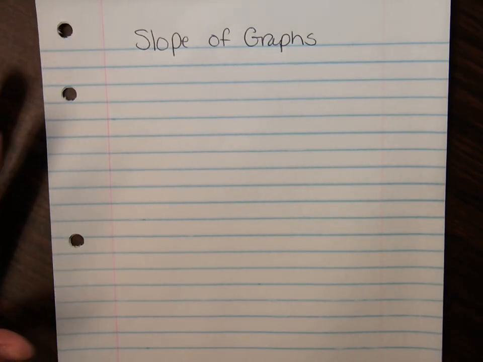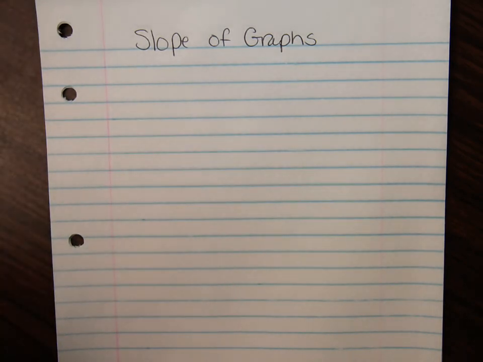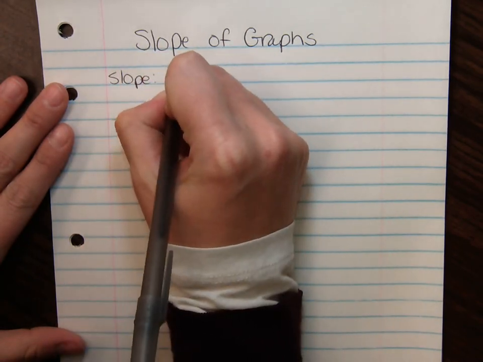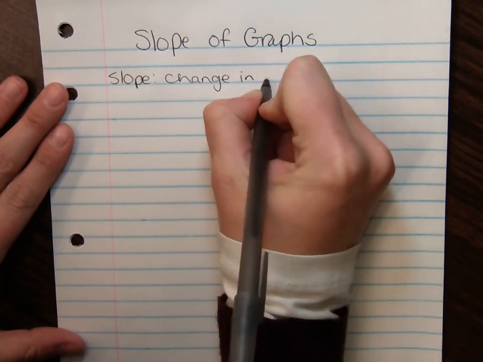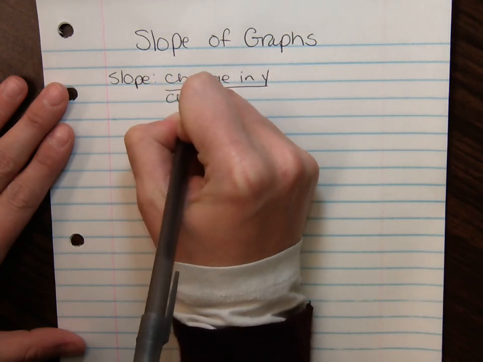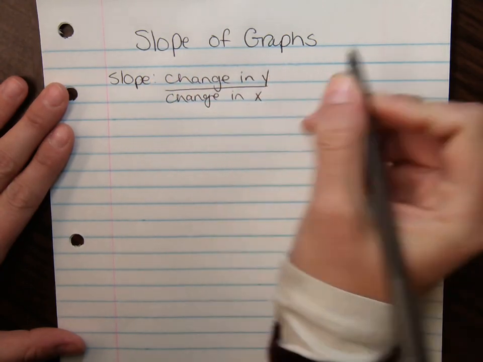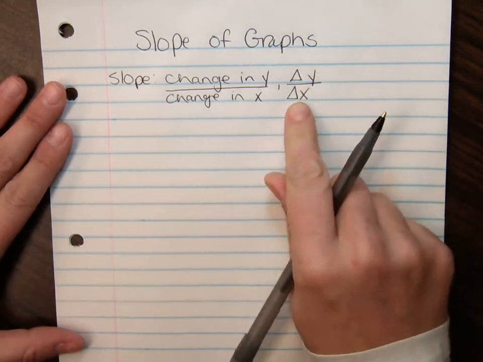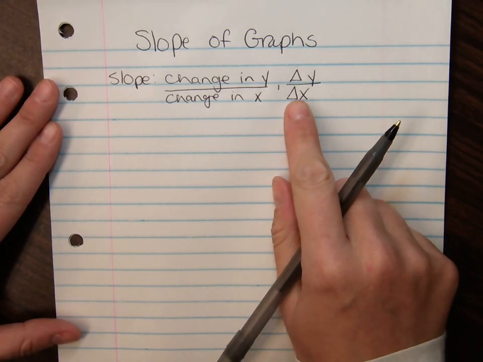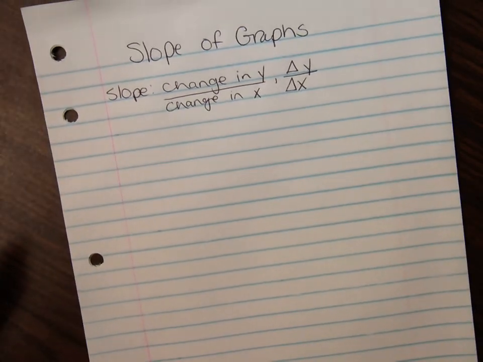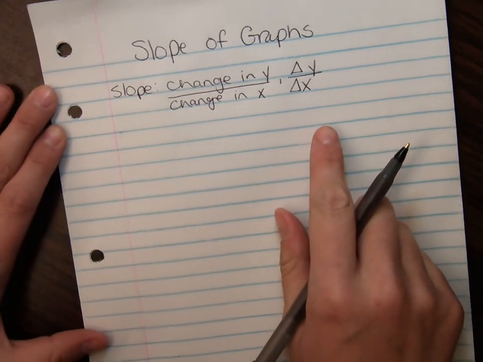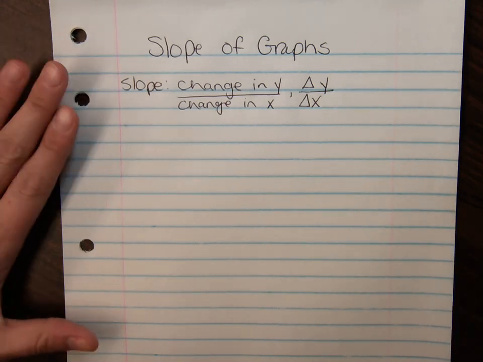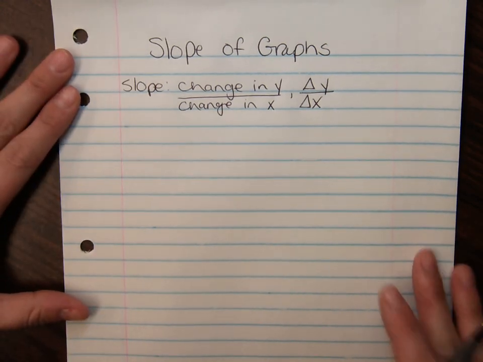Alright, these are going to be a voiceover of your notes of slope of graphs. We need to know that slope is the change in y over the change in x. You'll see it written like this more so next year in algebra than you will here this year. But slope is kind of like the steepness of a line, or steepness of a set of stairs or a ladder or something like that.